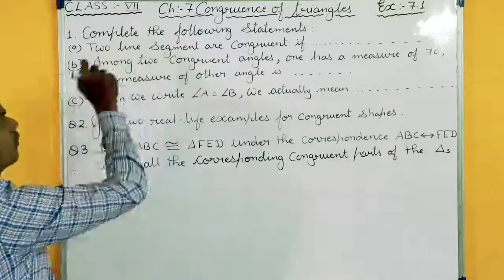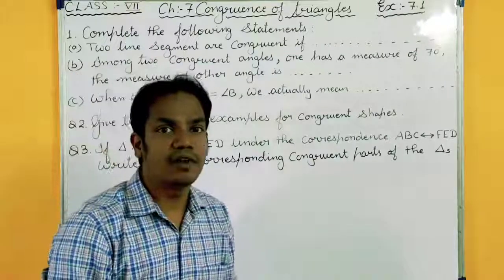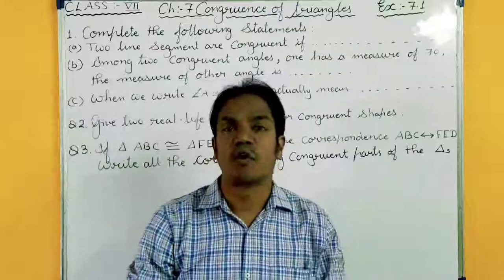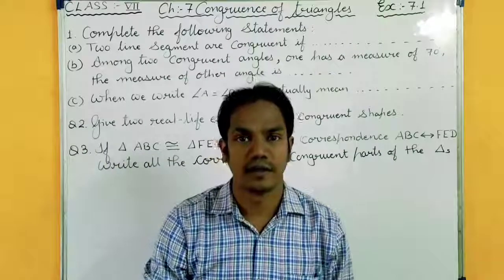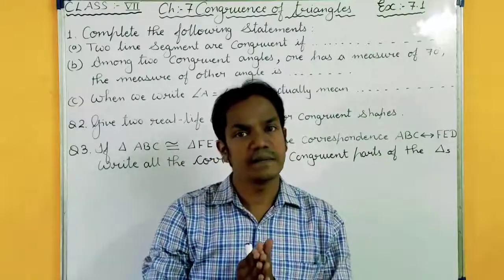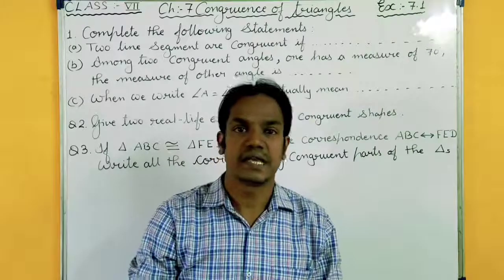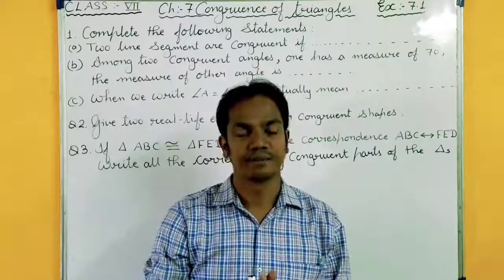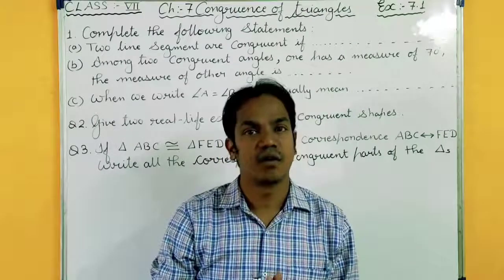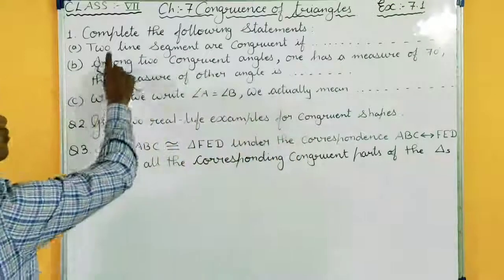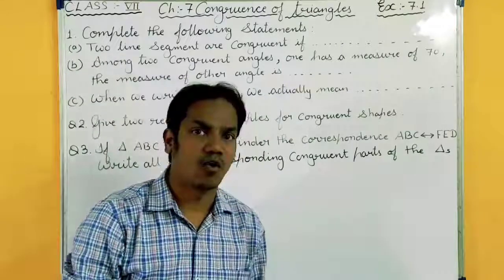Okay, your first question is, complete the following statement. I have already explained what is the meaning of congruency, what is the meaning of congruent. If you have any two figures of the same shape and same size, then two figures having the same shape and same size are called congruent figures. So the question is, two line segments are congruent.